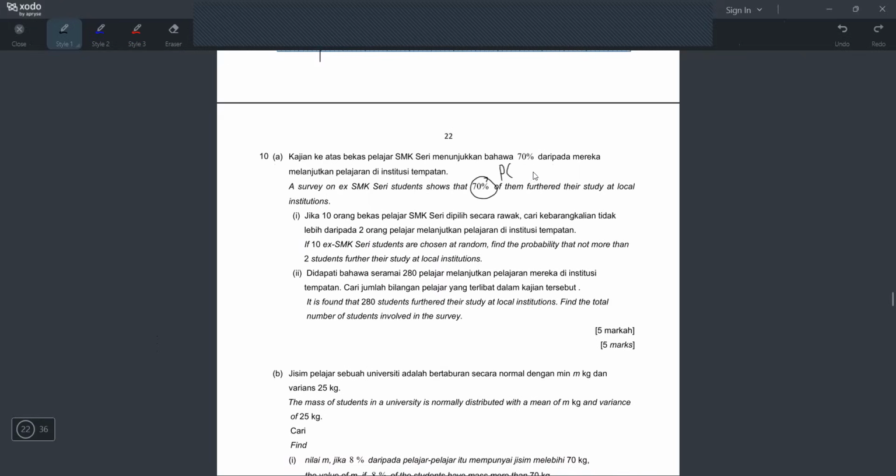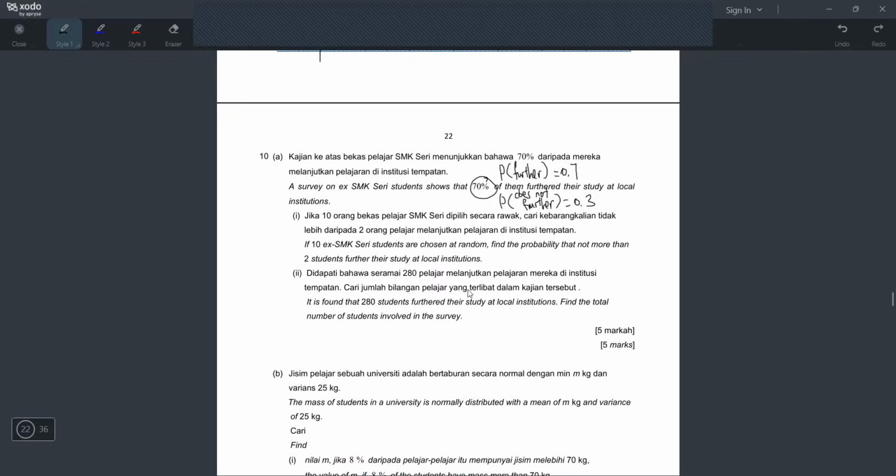It means that the probability of further study is 0.7. So what is the other probability? 0.3, and this will be those yang does not further study, right? So I'll write does not further study. Okay, does not further study. And then they say study at local institution.